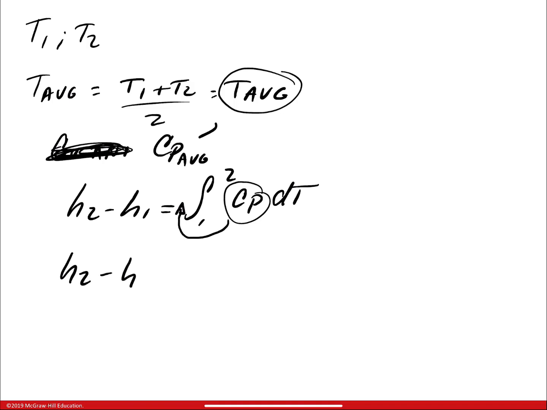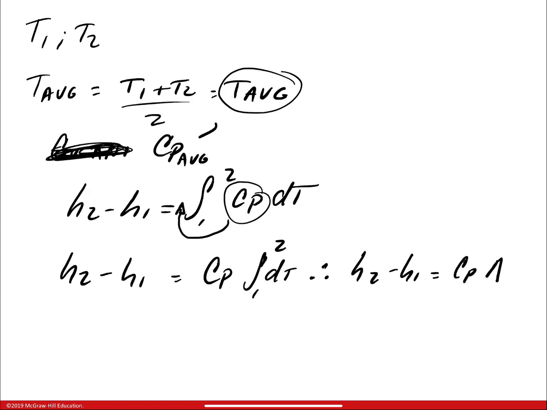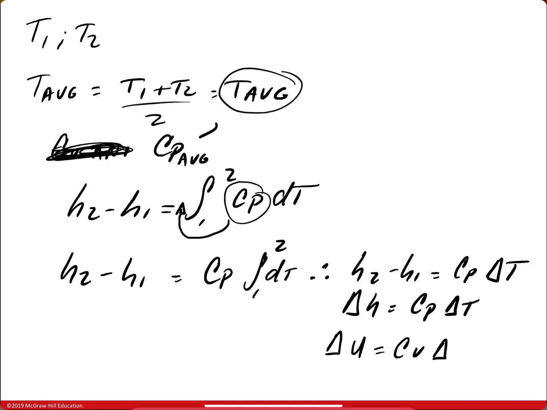And then finally I'm going to get H2 minus H1 equals CP times the integral of dT from 1 to 2. And therefore I get H2 minus H1 equals CP delta T. And you're going to find these equations in the book. Actually, it's shown as delta H equals CP delta T, and the first one, delta U equals CV delta T.